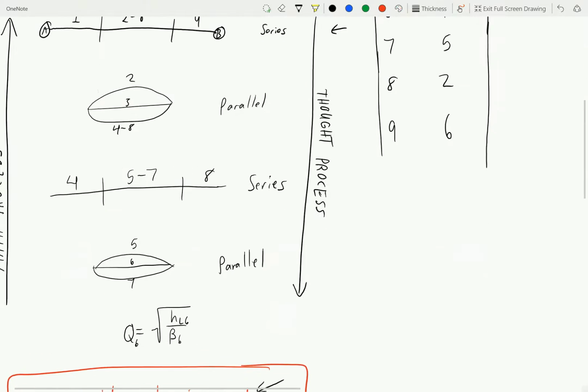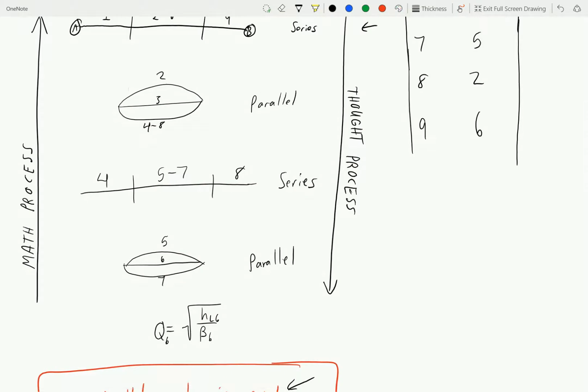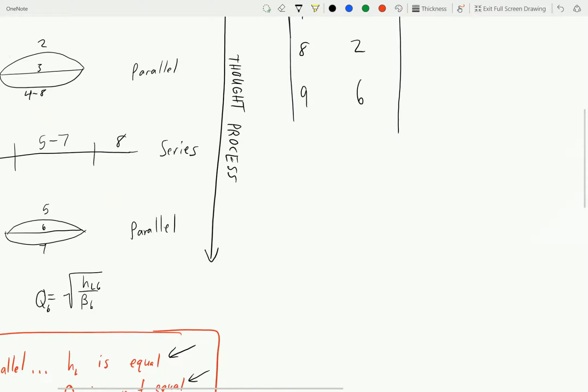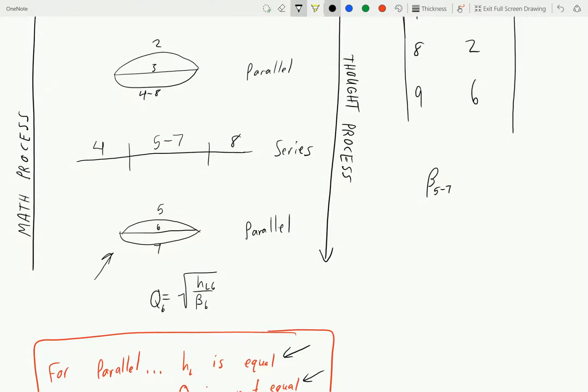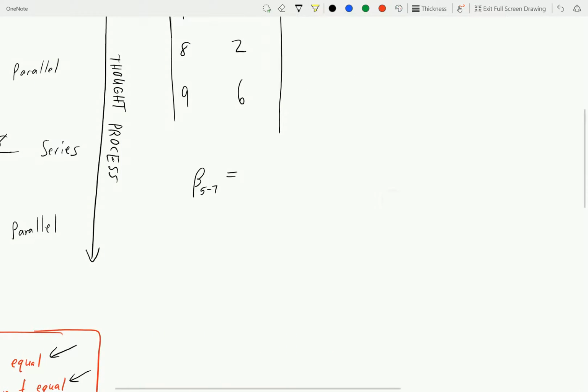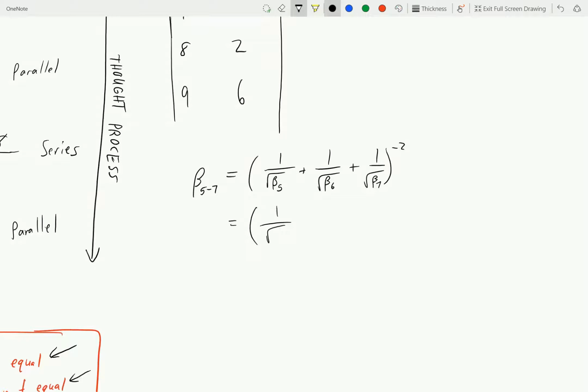First we have to work from the bottom up in this kind of problem. So we have beta 5 through 7, which is the beta of this whole parallel section right here. Remember, for parallel, we have the square root of beta 5 plus 1 over the square root of beta 6 plus 1 over the square root of beta 7, all to the negative 2 power. And these values are, let's see, 3, 4, and 5 respectively.